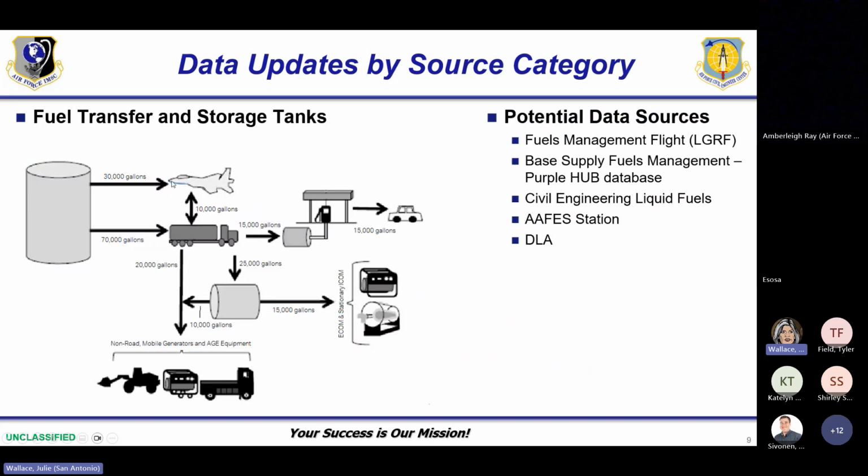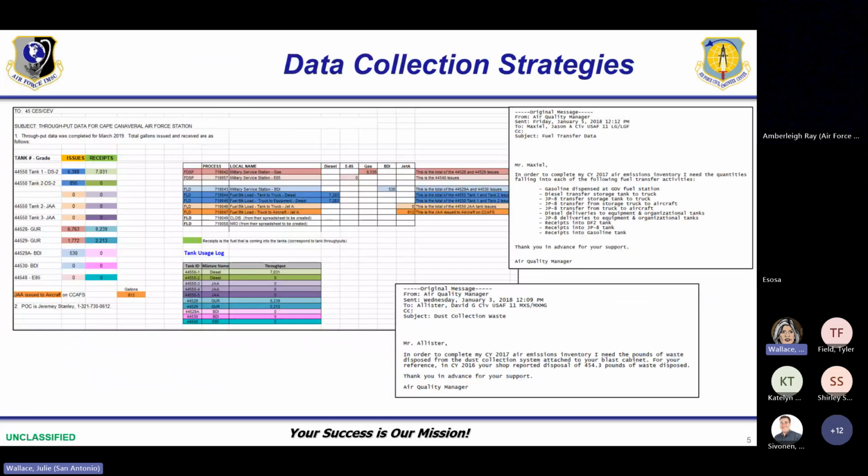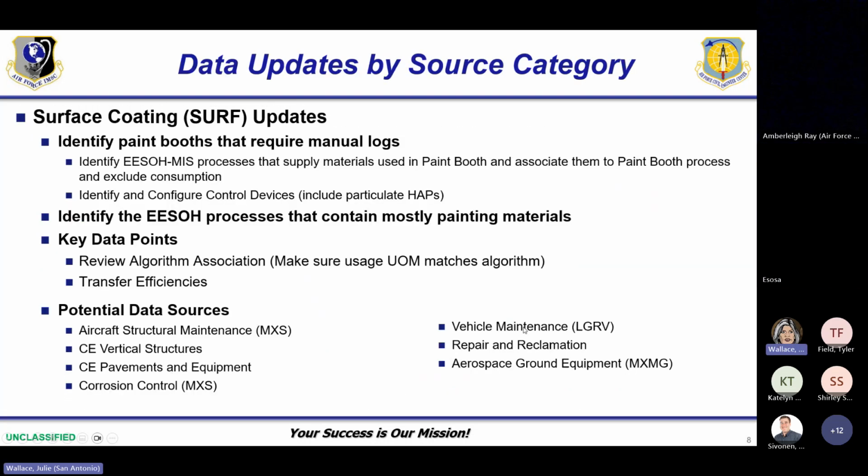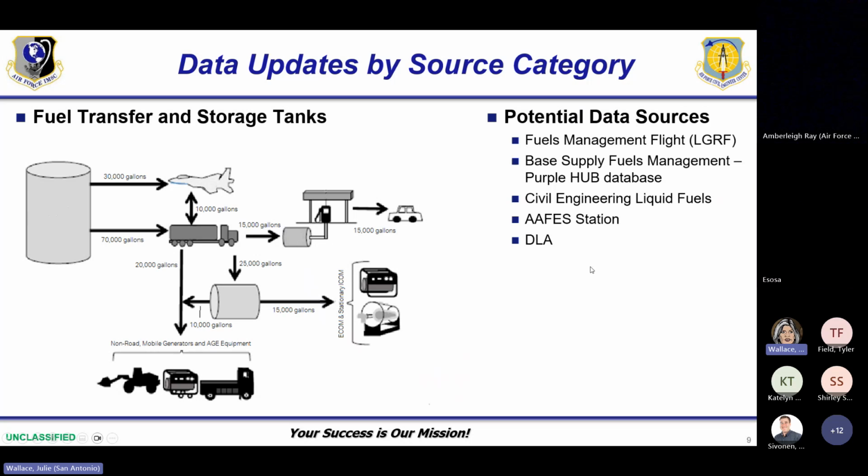And so once you go through this exercise and get on the same page with the POL shop, it makes it so much easier. And then you can name your processes. And actually, I'm going to go back to that email. You can name your processes: gasoline dispensed at GOV fuel station, diesel transferred storage tank to truck. And then everybody's on the same page and your processes are all named in the same formulaic way. And it just saves a lot of time and makes your AEI a little bit more accurate. Okay. So I highly recommend you use this.